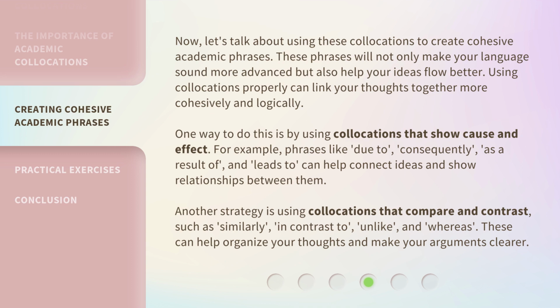For example, phrases like due to, consequently, as a result of, and leads to can help connect ideas and show relationships between them. Another strategy is using collocations that compare and contrast, such as similarly, in contrast to, unlike, and whereas. These can help organize your thoughts and make your arguments clearer.